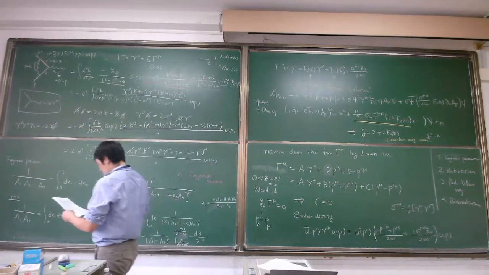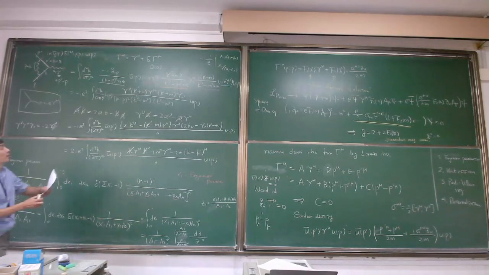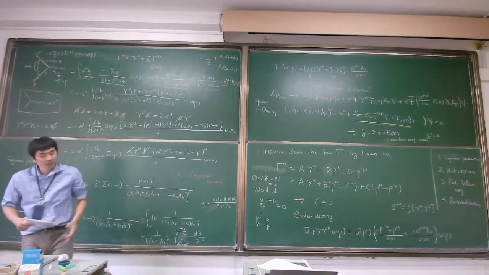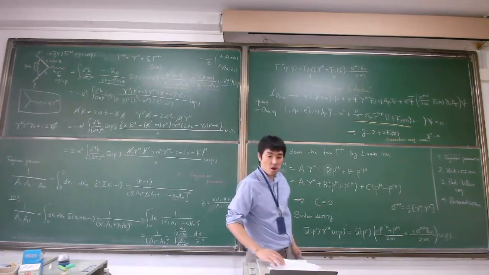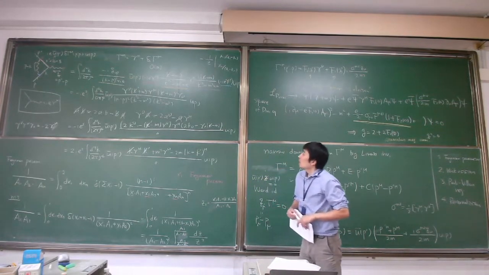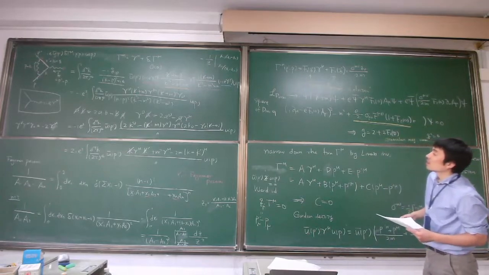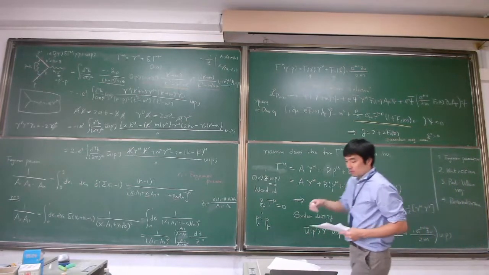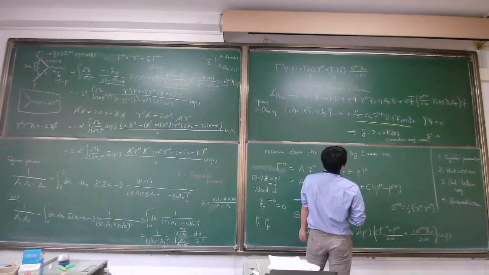Okay, so now we want to apply this Feynman parameter to this denominator. So, which blackboard should I use? Maybe this one. I can erase this one. Okay. Anyway, everything is recorded, so it should be okay.